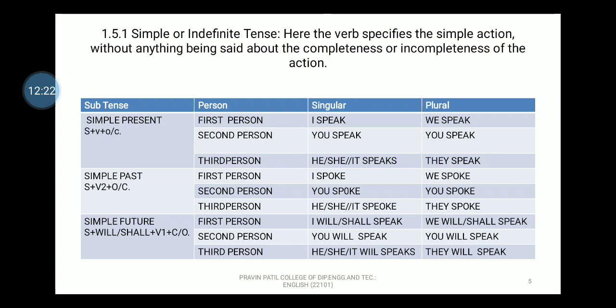You will speak, he, she, it will speak, they will speak. Have you got it? Formula number 1, V1. Be careful about the plural form of V1. It is used when the subject is third person singular, at that time we use the plural form of the verb, otherwise V1. V2 is simple past, and will or shall plus V1.